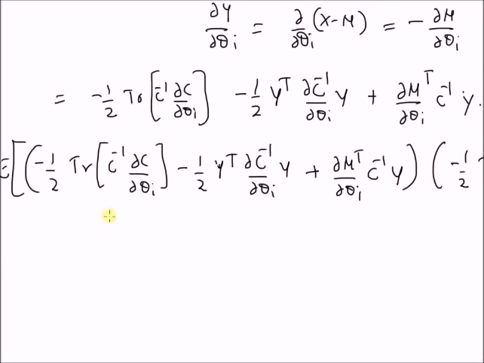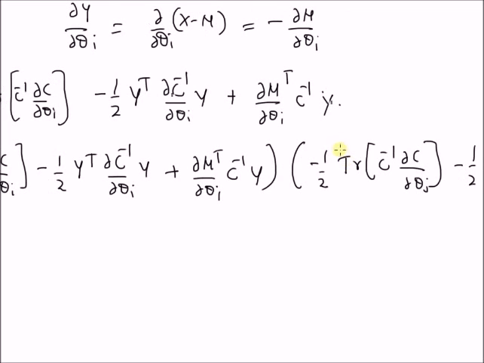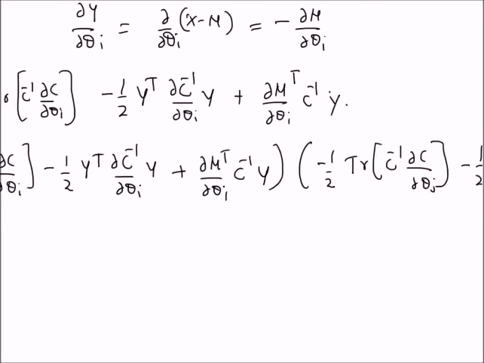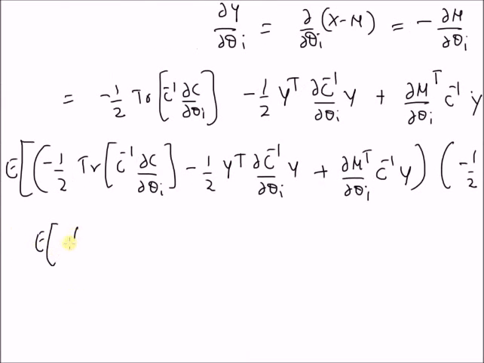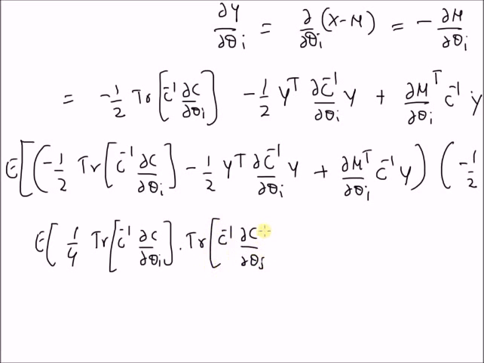Now let us write the square terms, that is the expectation of minus 1 by 2 trace of C inverse derivative of C with respect to theta i with minus 1 by 2 trace of C inverse derivative of C with respect to theta j. So that becomes minus of minus plus 1 by 4 trace of C inverse derivative of C with respect to theta i multiplied by trace of C inverse derivative of C with respect to theta j. So that is the first square term.